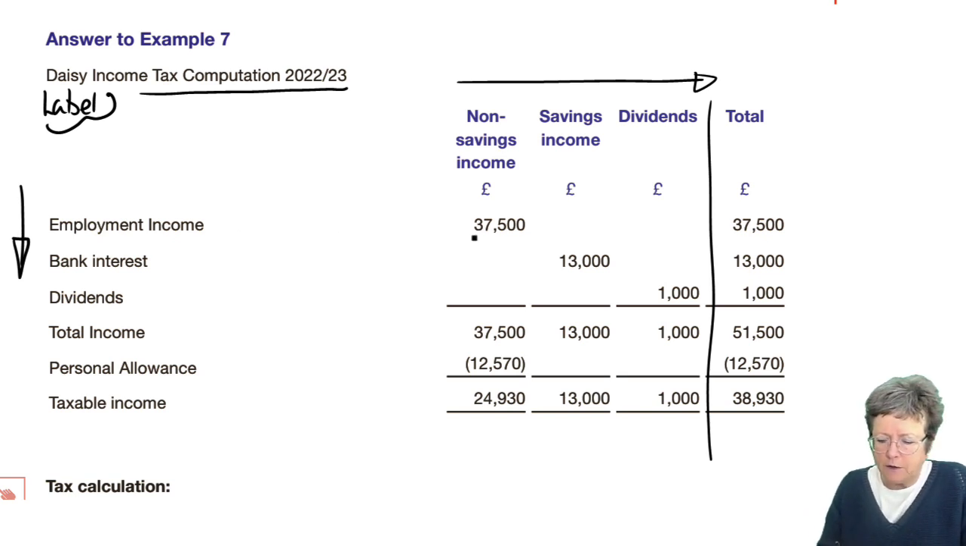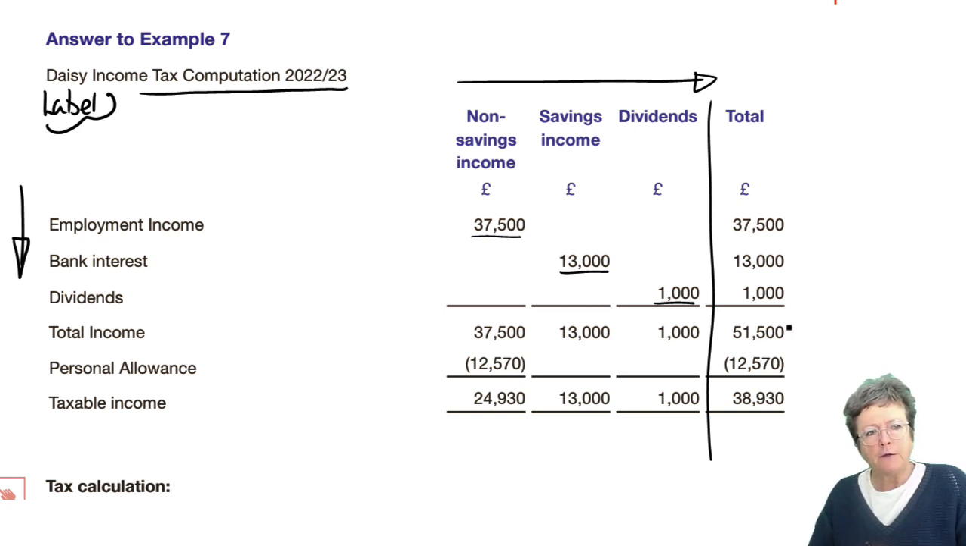So she had employment income of 37,500, bank interest of 13,000, dividends of 1,000. We've added them all together, giving us a total of 51,500. Take off the personal allowance, which we do off the non-savings income first, giving us a taxable income of 24,930 non-savings, 13,000 savings, 1,000 dividends, £38,930. She's no longer basic rate. She's now a high rate taxpayer.